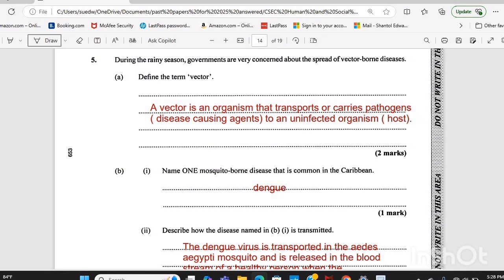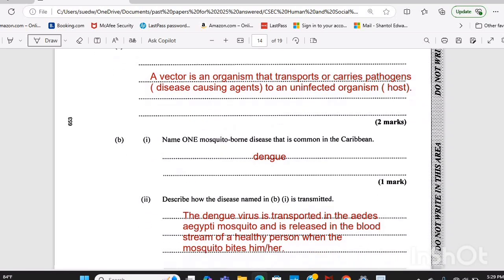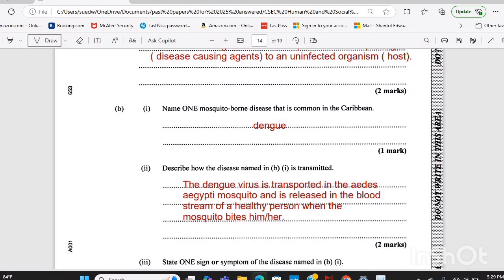B. Name one mosquito-borne disease that is common in the Caribbean. We know we are very troubled with dengue fever in the Caribbean. You could also say malaria. Right? So dengue or malaria could be an answer. It says, describe how the disease named in B is transmitted. So we know how dengue fever is transmitted, right? The dengue virus is transported in the Aedes aegypti mosquito and is released in the bloodstream of a healthy person when the mosquito bites him or her.